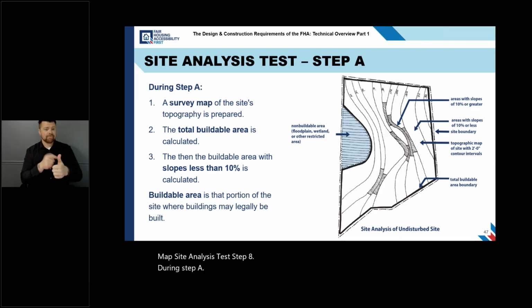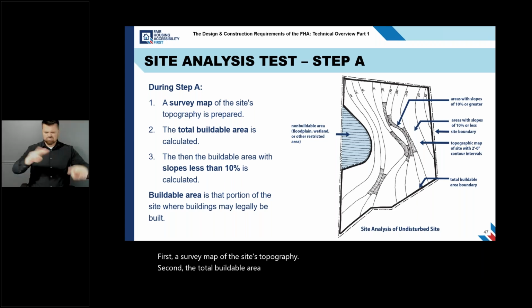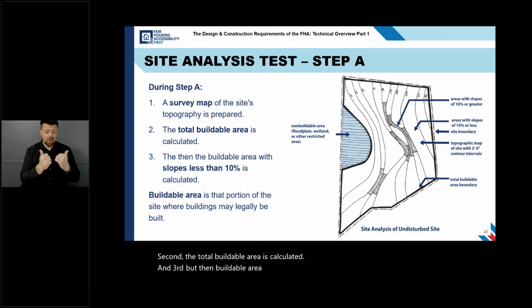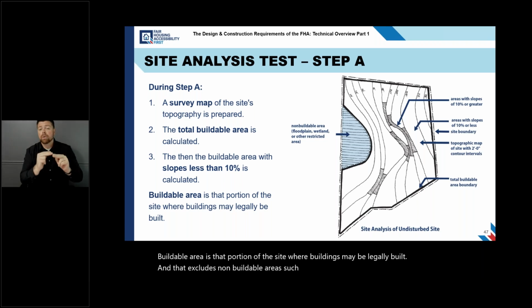During step A, first, a survey map of the site's topography is prepared. Second, the total buildable area is calculated. And third, the buildable area with slopes less than 10% is calculated. Buildable area is that portion of the site where buildings may be legally built, and that excludes non-buildable areas such as building setback areas, utility easements, etc.